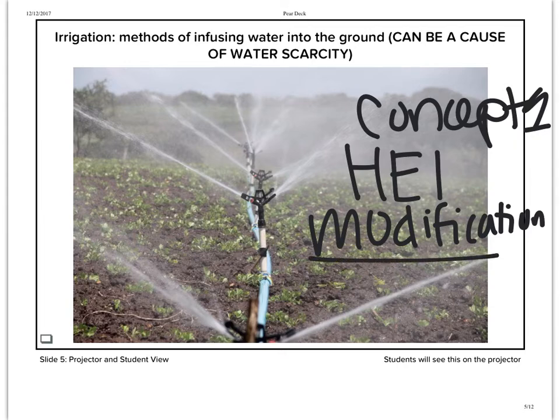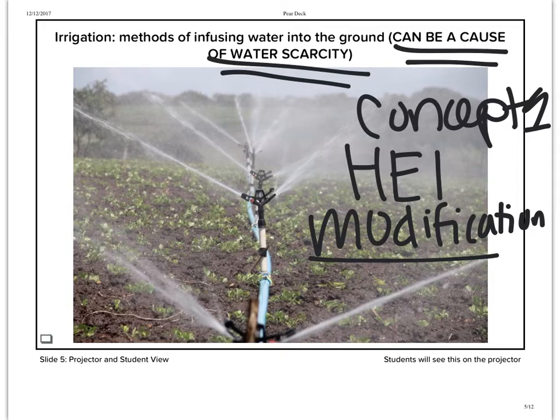Irrigation means methods of infusing water into the ground. Irrigation can be a cause of water scarcity. So not only do I want you to write down the definition of irrigation, but I also want you to write irrigation in that extra notes box for water scarcity under causes. Don't write it so big that it takes up the whole box because there's going to be more causes later on.